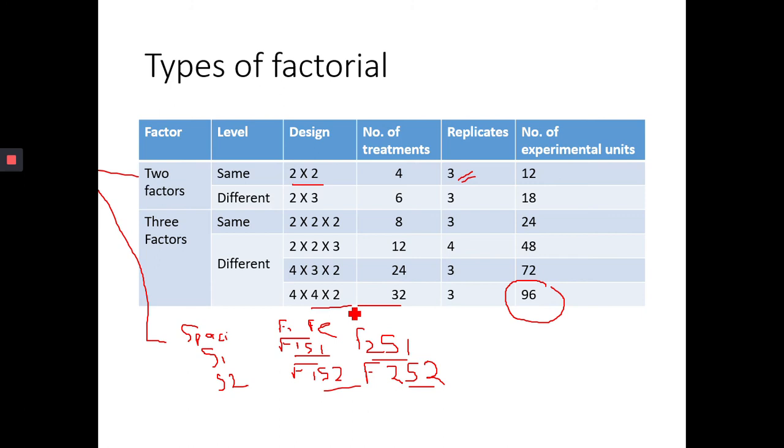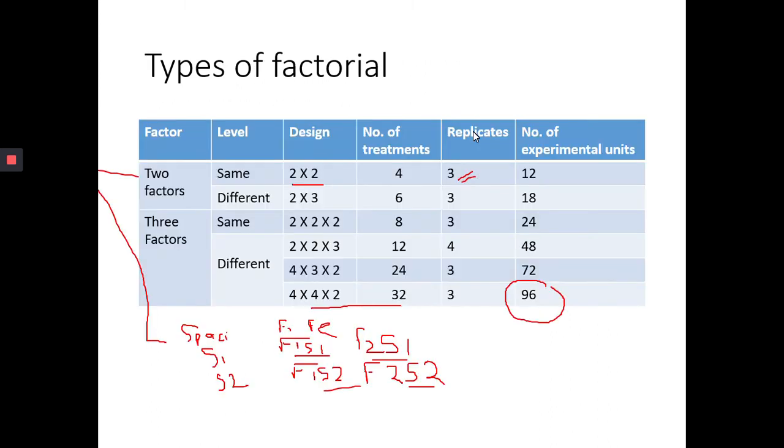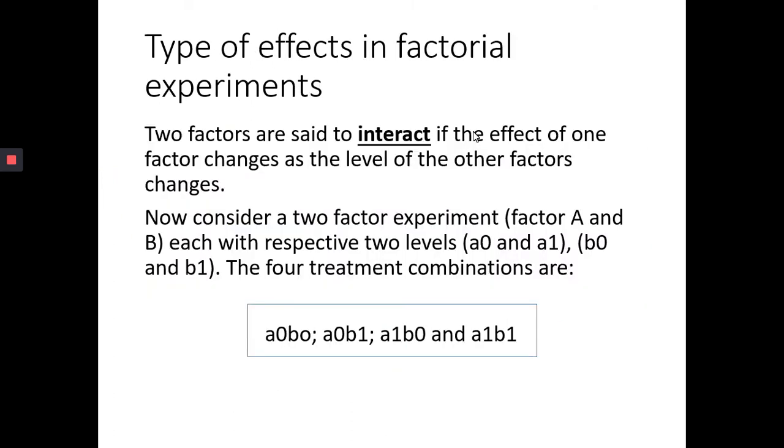Now, let's move forward. I've introduced the types of factorial experiments, which in most cases are also defined by the number of factors and the nature of the levels of those factors. Now, I want us to look at the type of effects in factorial experiments. Two factors are said to interact if the effect of one factor changes as the level of the other factor also changes.